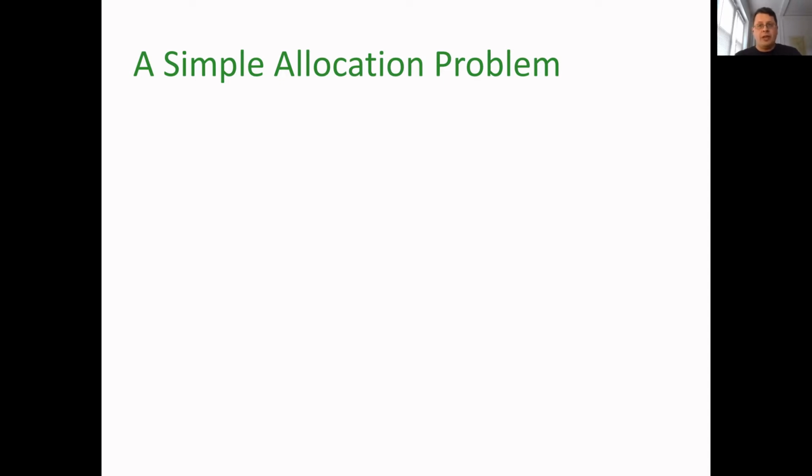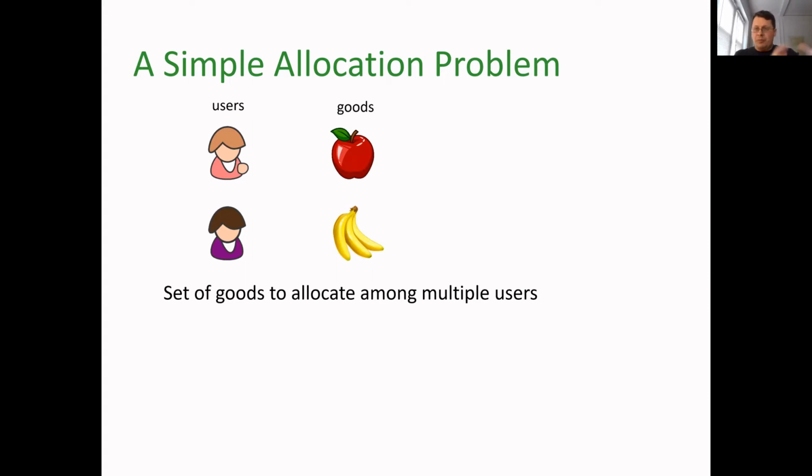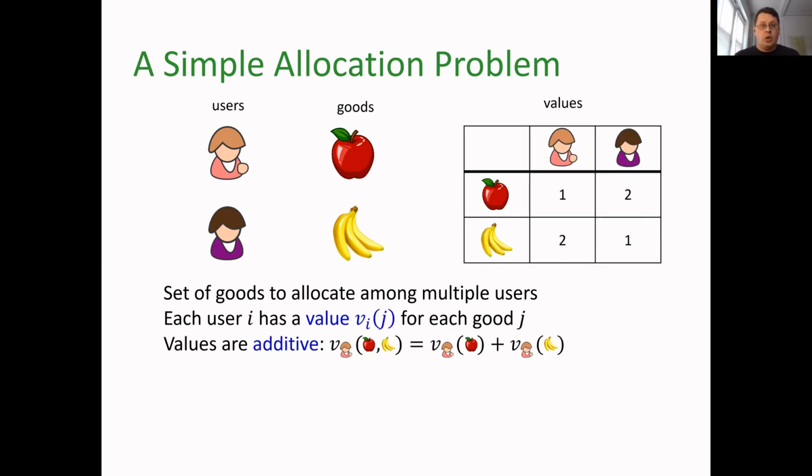I'm going to do this through a simple toy example that will be a recurring example through the talk. This is a very straightforward allocation problem. I'm going to assume there's some pool of users, pink and purple here, and a collection of goods, apple and banana, that the users have value for. We're going to assume the users' values are additive. So each user has some value for each good.